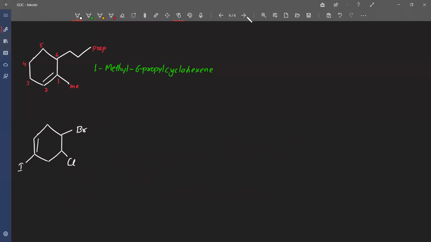5-bromo, 4-chloro, 2-iodo cyclohexene. One second. 1, 2, 3, 4. See, it's not. It will be giving number one to this, right? There's no doubt in that. Correct. Bromine. It is better if you put the other way around.